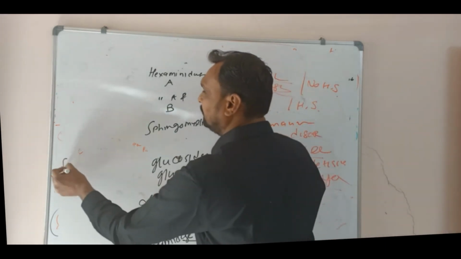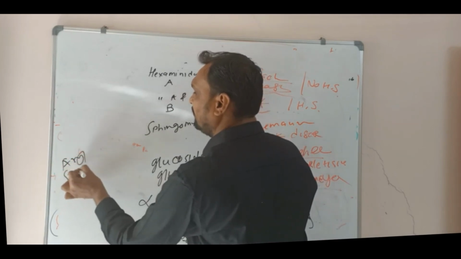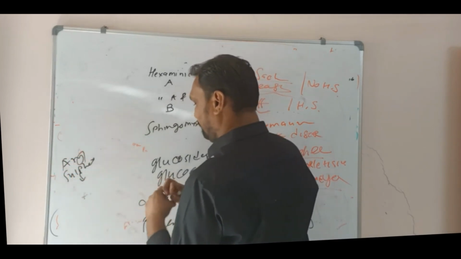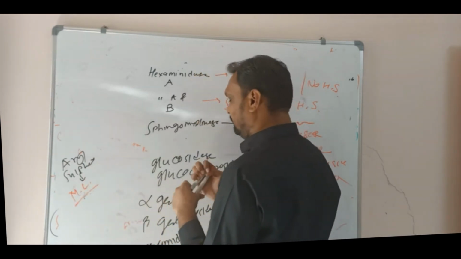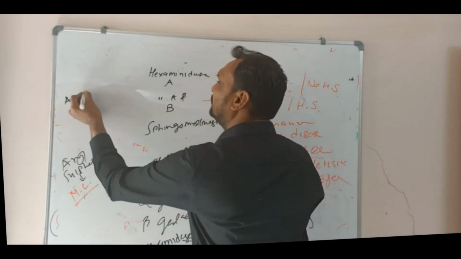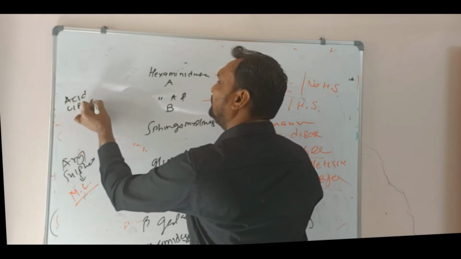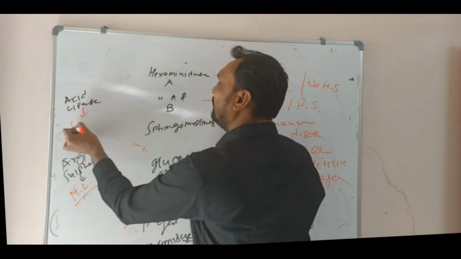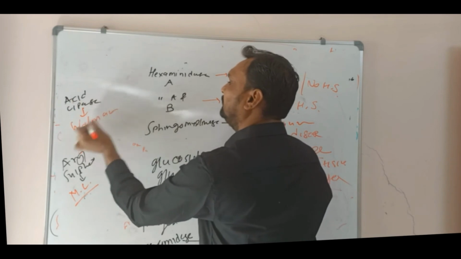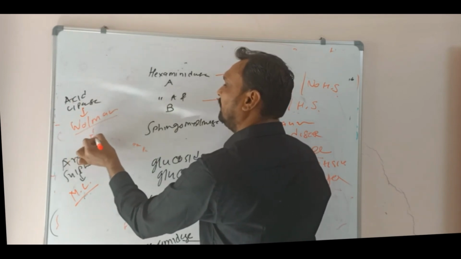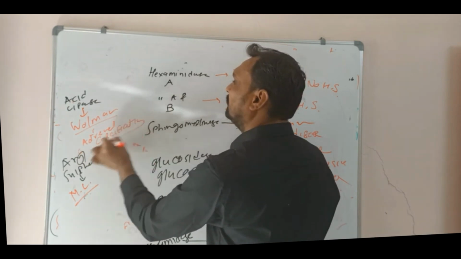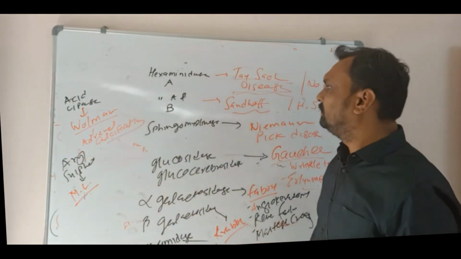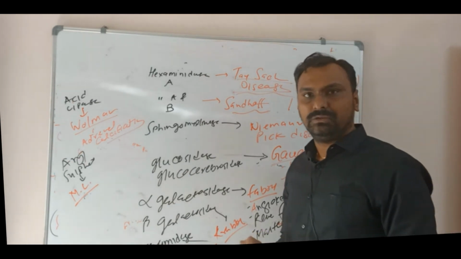And if aryl sulfatase enzyme is deficient, it will lead to metachromatic leukodystrophy. And if acid lipase enzyme is deficient, it will lead to Wolman disease, which will lead to adrenal calcification and other features just like other common lipid storage disorder features. So this is all about the lipid storage diseases.